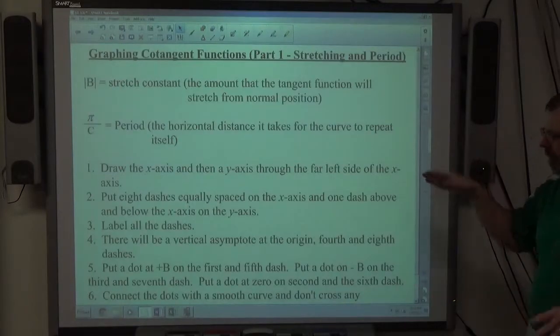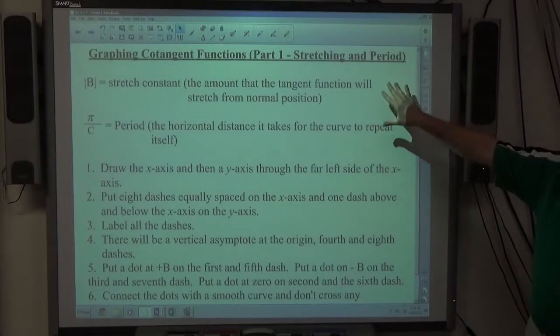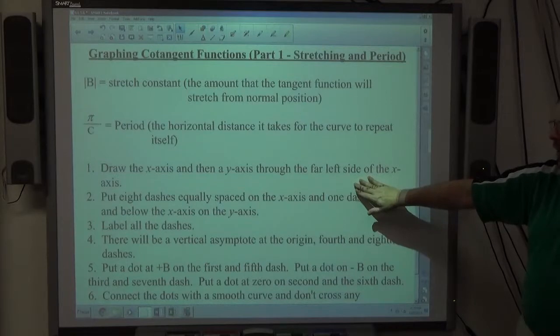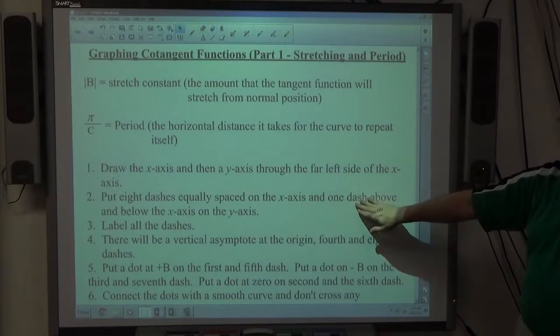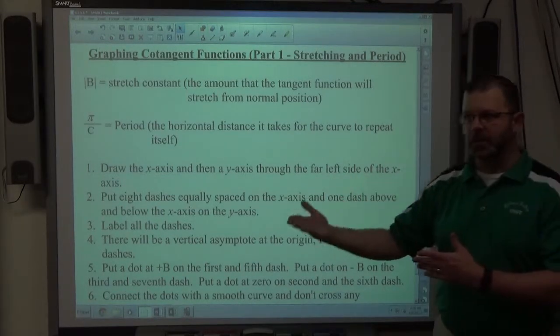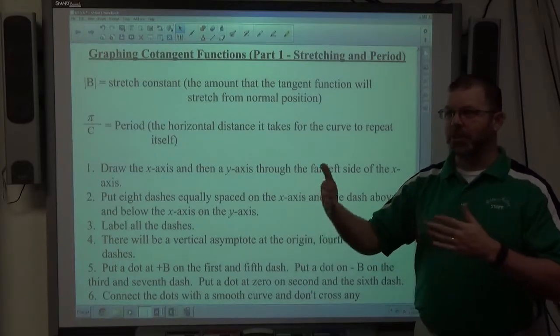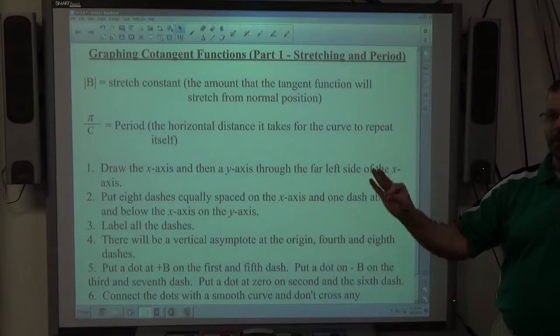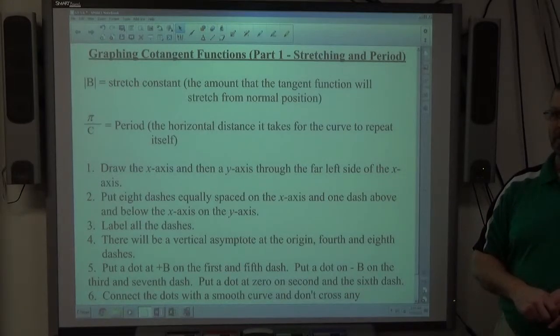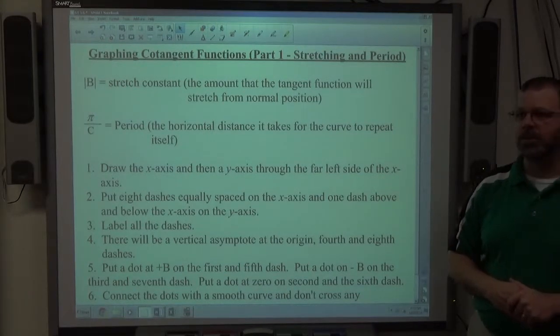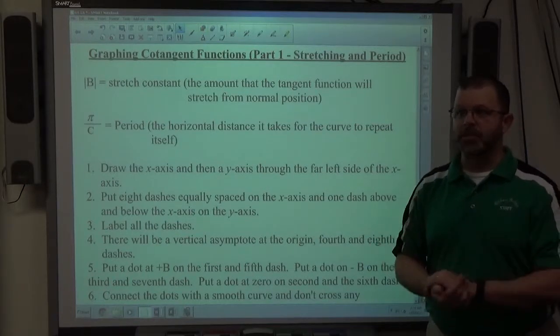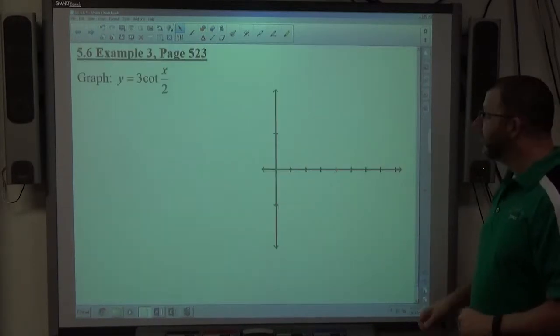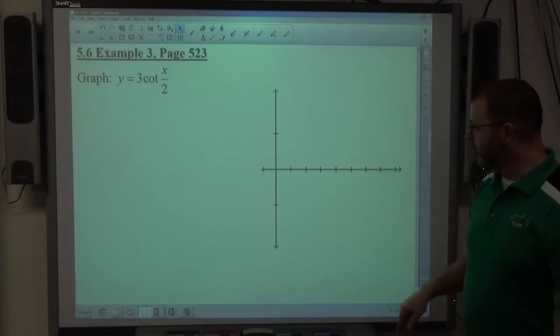So everything's the same as far as the stretch constant and period. We're going to do the x and y axis the same way with 8 equally spaced dashes. We're going to find the per dash the same way. We're just going to put the asymptotes at 0, 4, and 8 instead of 2 and 6. We're going to put the zeros at 2 and 6 instead of 0, 4, and 8, and then the plus b's and minus b's go in the same spot, connect within the asymptotes. Okay. So 3 cotangent of x over 2.